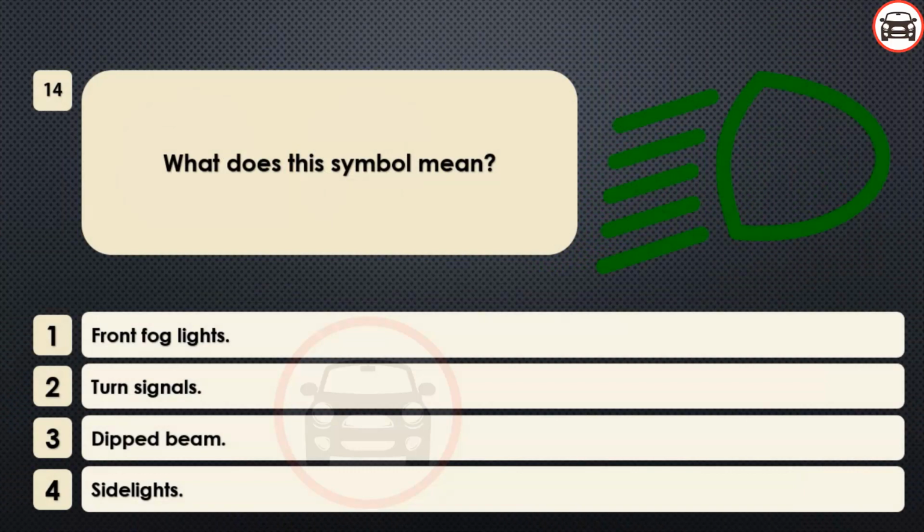What does this symbol mean? 1. Front fog lights. 2. Turn signals. 3. Dip beam. 4. Side lights.